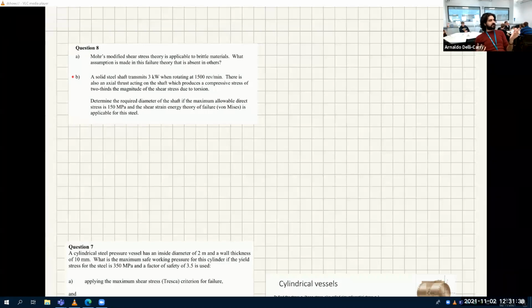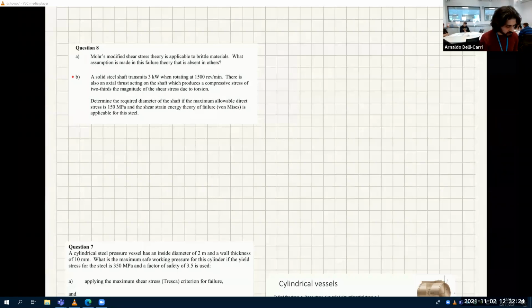The only thing that's different is that this number is a function of the direct stress under consideration. Now let's do part B. A solid steel shaft transmits 3 kilowatts of power when rotated at 1500 RPM. There is an axial thrust acting on the shaft, which produces a compressive stress of 2/3 the magnitude of the shear stress. Determine the required diameter. So this is a design question. You need to determine the diameter of the shaft that can do this task without failure.